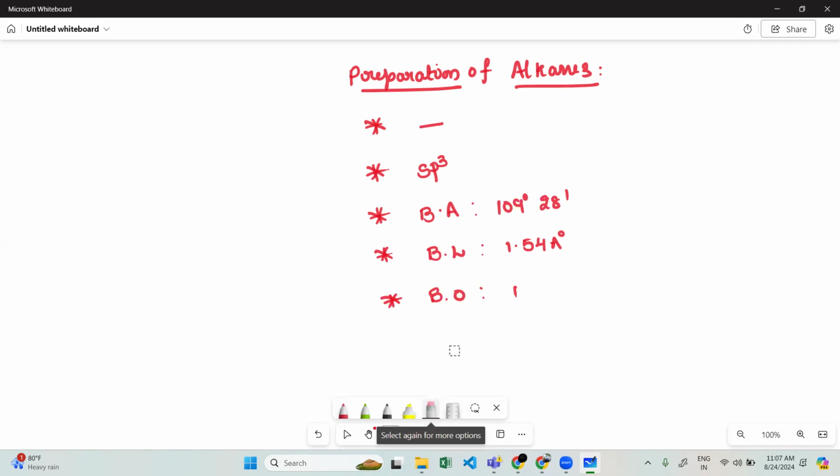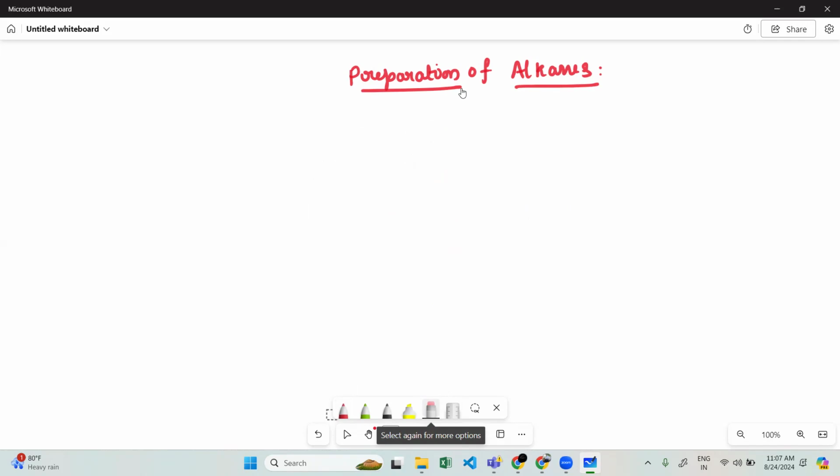Now we'll go through some examples of alkanes, and discuss one by one. Take a few examples. If you see here, this is one example: ethane. Between the carbons we have only one bond. So this is one example. Today our topic is the preparation of alkanes, right?